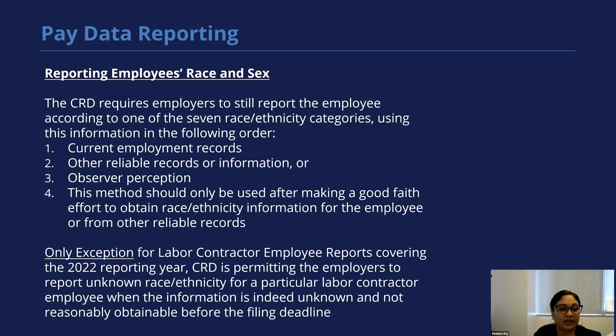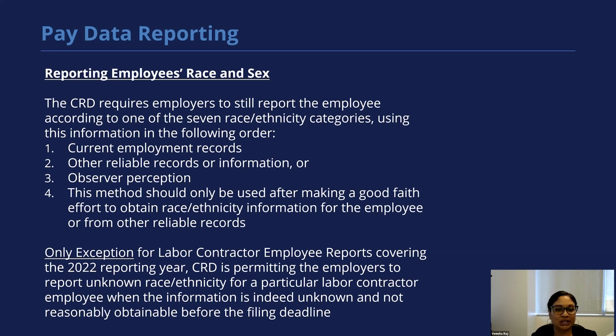And even if that information is not available in their employment records, you have to use other reliable sources to get the information, or even go based on the observer's perception. Now, the last method, which is the observer's perception of what the employee's race and ethnicity is, should be used after making a good faith effort to obtain that information from the employee or from other reliable sources.